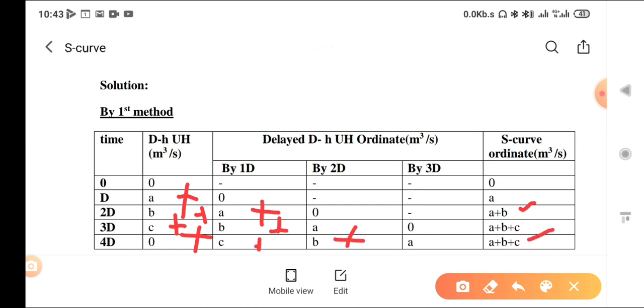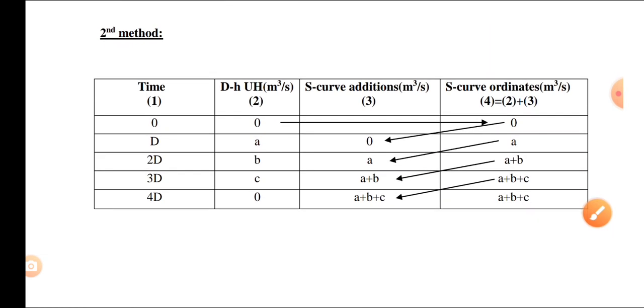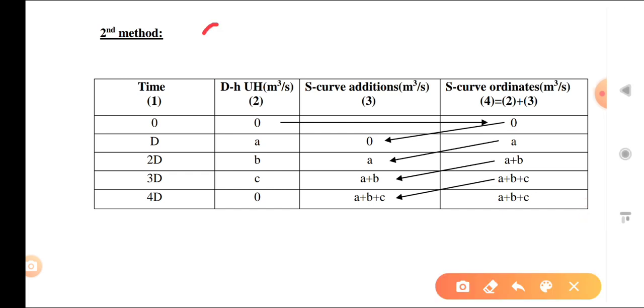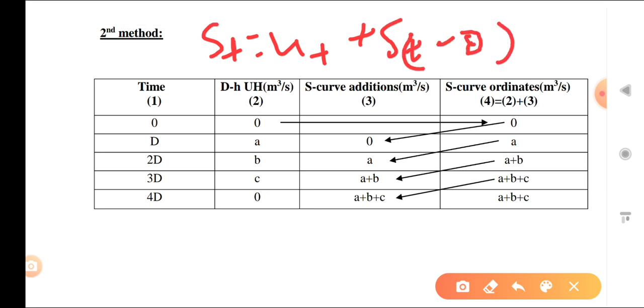So that is a tedious method, so we can solve by another method also, by the definition of S curve. So you can see next. Okay, so that is the second method. So what is the second method? In the second method we are using what you have seen: St is equal to Ut plus St minus D.